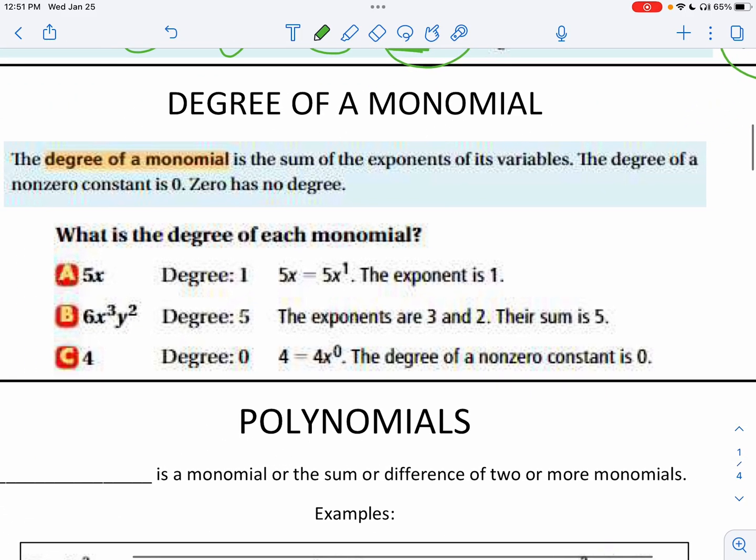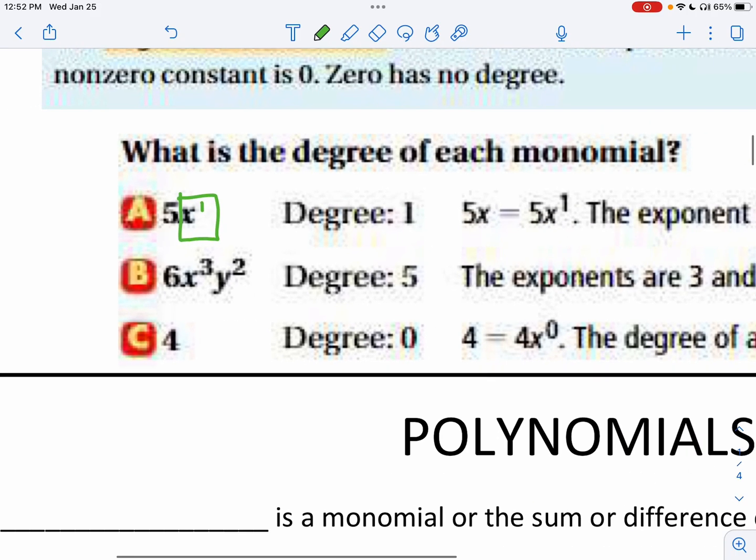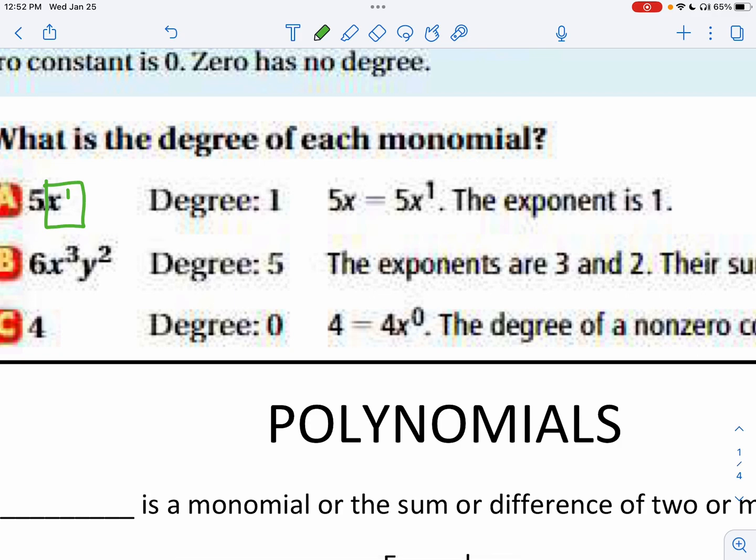So each monomial has what we call a degree. The degree is the exponent on the variable. So I want to take a look at three quick examples. You can see that this variable has a degree of 1, because the exponent is 1 on the variable. So the degree would be 1.